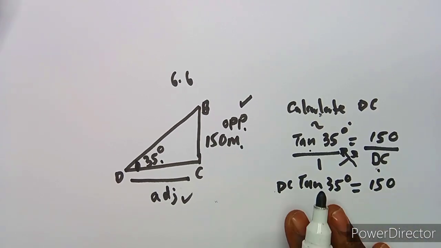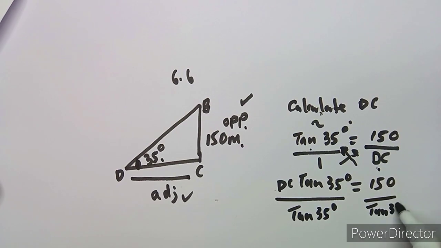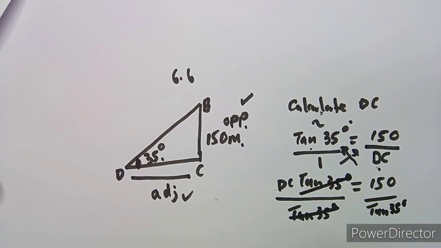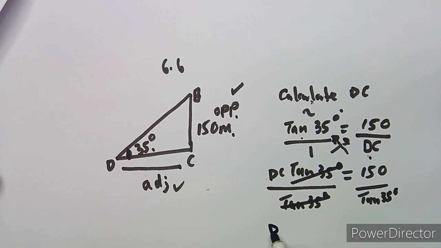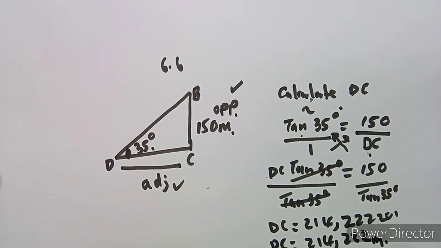Okay, so to find DC, definitely we have to divide by what? By tan 35 on both sides. So this will give us DC, which is something like 214,222, something like that. That's going to repeat. So DC is 214,222, and these are meters. So we have this DC here.